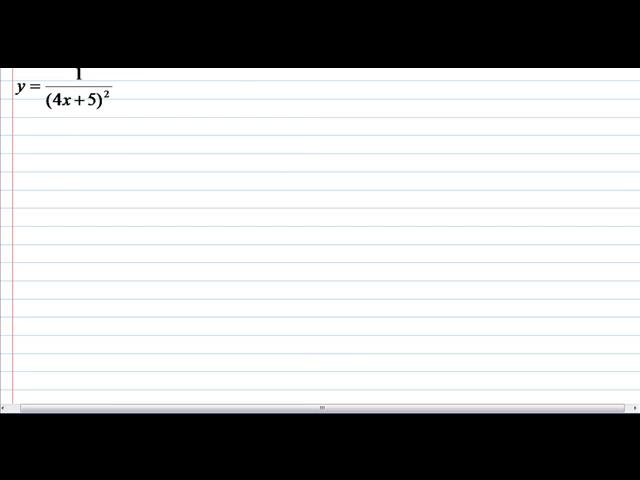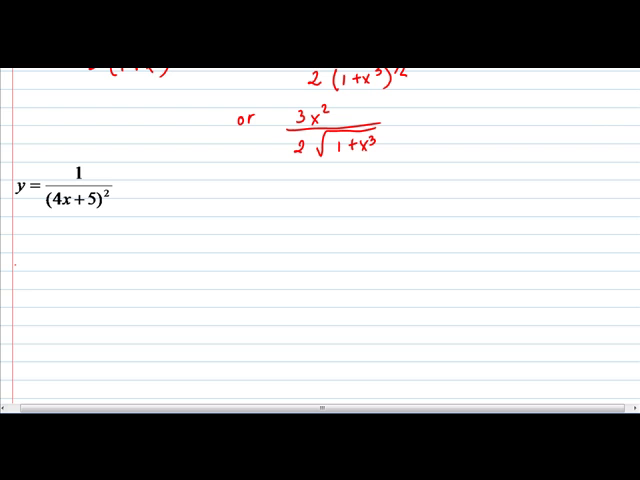Let's try another example. I want to find y prime. When we have a function in the denominator like this, with a 1 on top, it's always good to rewrite this as 4x plus 5 to the minus 2. So bring this function up with the power minus 2, because I know that a to the minus n equals 1 over a to the n. So I can go back and forth.